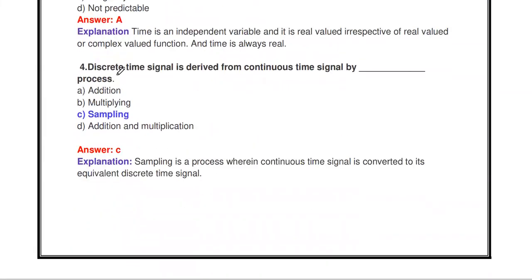The next one: a discrete time signal is derived from the continuous time signal by dash process. So you already studied the topic sampling. What is the need for sampling? Sampling is used to convert a continuous time signal into a discrete time signal. So that is the answer: the discrete time signal is derived from the continuous time signal by the sampling process. If you perform sampling of a continuous time signal, we will get a discrete time signal. The continuous time signal can be defined as x of t. The discrete time signal can be represented by x of n.